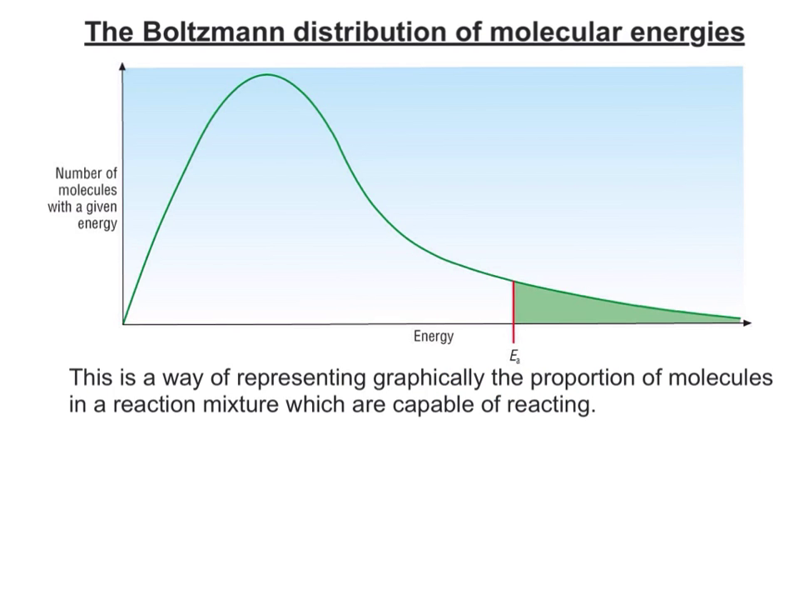So this graph is called the Boltzmann distribution of molecular energies. It was put forward first by Ludwig Boltzmann, an Austrian chemist, and it was a method for trying to work out or represent the number of molecules with a given energy, and how many of them could actually react. So you can see clearly that it's a bell-shaped curve, slightly skewed, and the activation energy is clearly marked roughly about 65% along. So what happens is, at this point, these are the particles or molecules able to react.